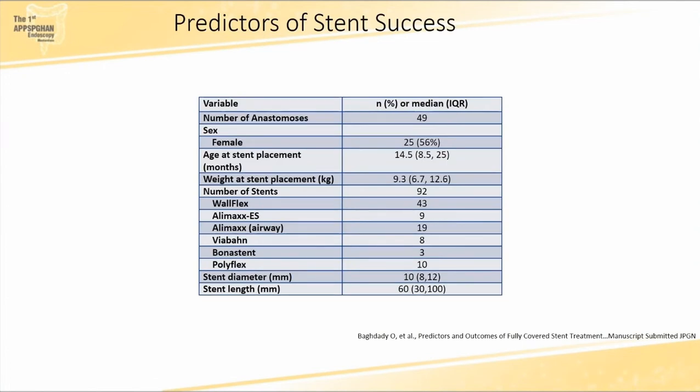Now, we recently looked at our stenting experience for the intent to treat an esophageal stricture. We did not include patients that we treated for an esophageal leak. We had a total of 49 patients that we treated with stenting for the purpose of taking care of this esophageal stricture. We used a total of 92 stents. The most common stent we used was the Wallflex biliary stent, followed by the Alimaxx airway stent. The median stent diameter used was 10 millimeters, and the median stent length used was 60 millimeters.